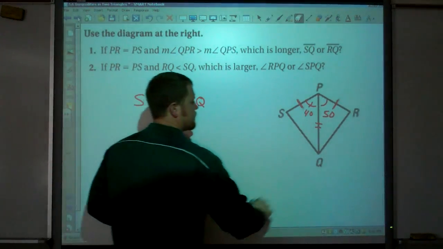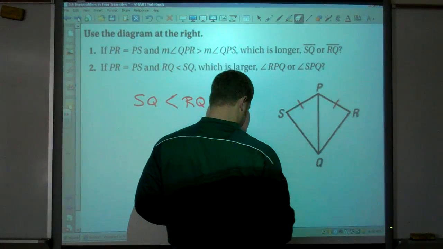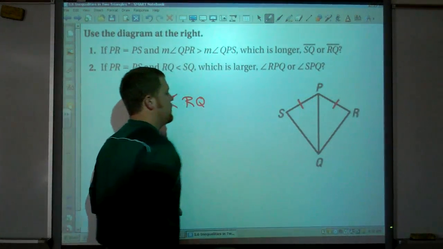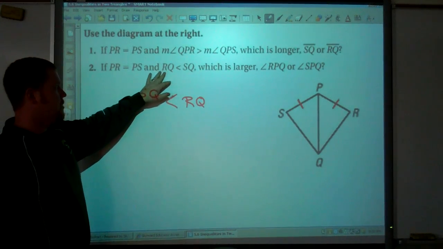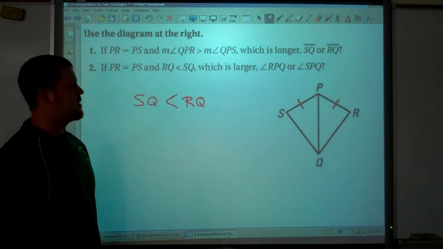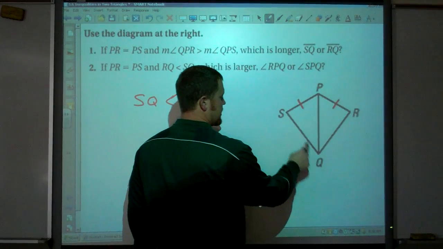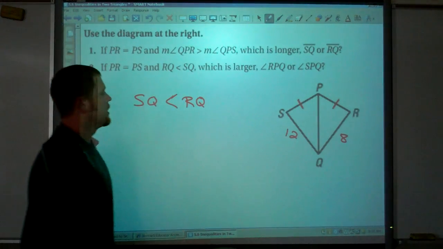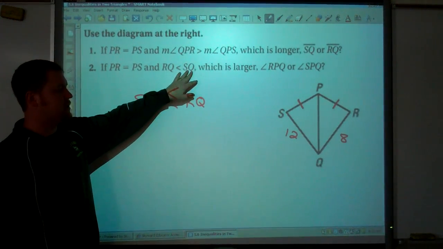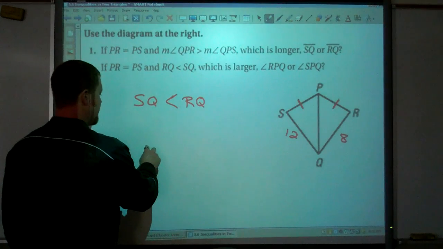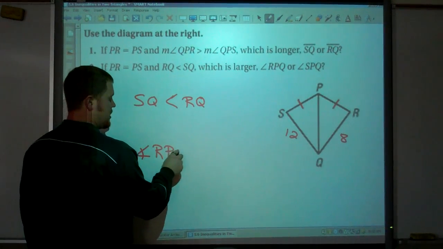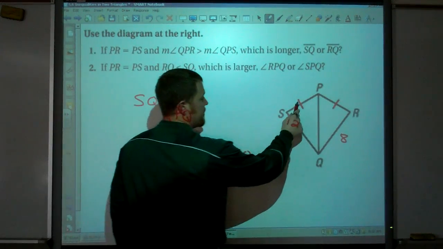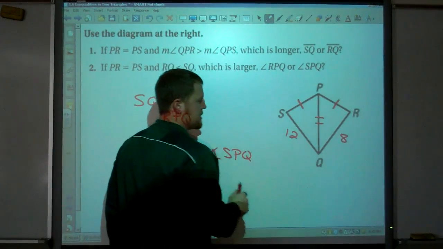Converse: again, if these two lengths, length PR and PS, are still equal, and now length RQ is less than length SQ. RQ is less than SQ, so that's 8, and let's say this is 12. That satisfies this. Our length RQ is less than length SQ. Which is larger, angle RPQ or angle SPQ?